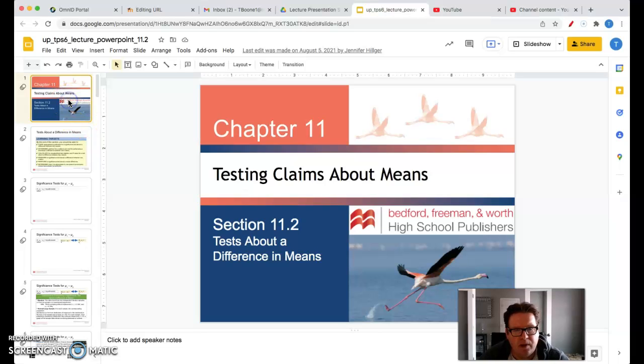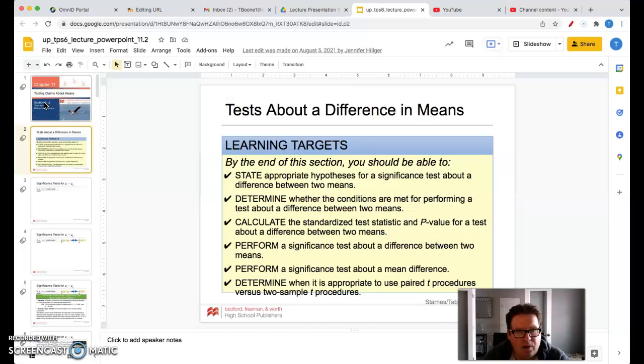All right, welcome back. We're here in section 11.2. We'll split this up into three sections. We're going to be talking about tests about a difference in means. So things that we've done in the previous two chapters as well, so some familiarities on how we apply that. So again, looking at our learning targets, we have those here. We'll check those off as we go along and make sure that we're able to do those things.